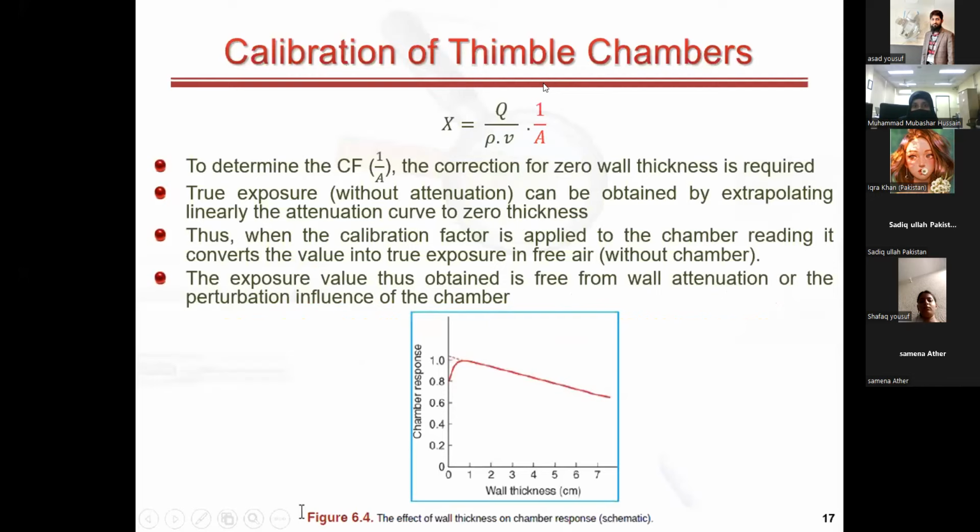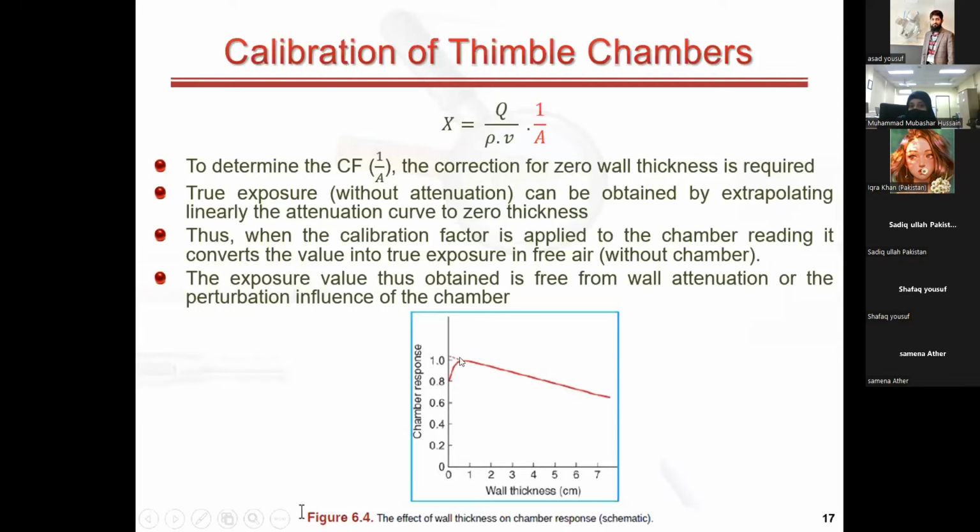Another important factor that is required is 1 over A, that is called the correction factor. Actually, this correction factor is required for zero wall thickness. It can be obtained by plotting a curve of chamber response against wall thickness of the thimble chamber. We see initially, when wall thickness is not sufficient, and wall thickness is less than the range of electrons, then electronic equilibrium would not exist and very few electrons would be generated in the wall. That is why chamber response would be low.